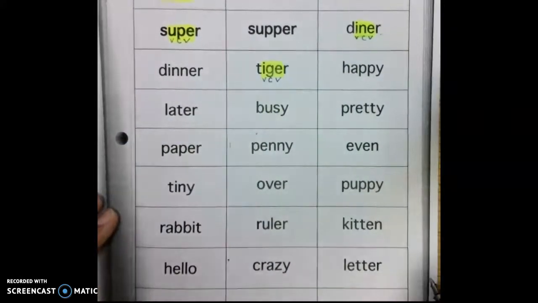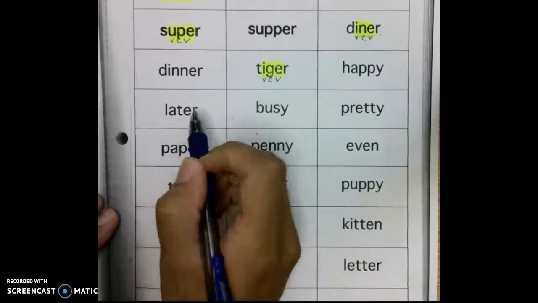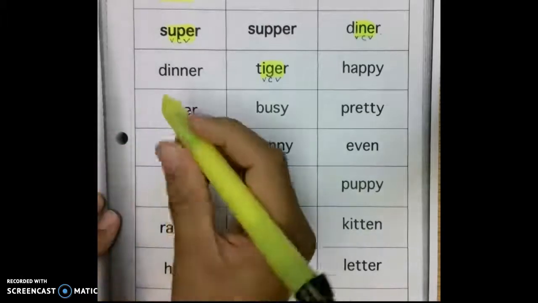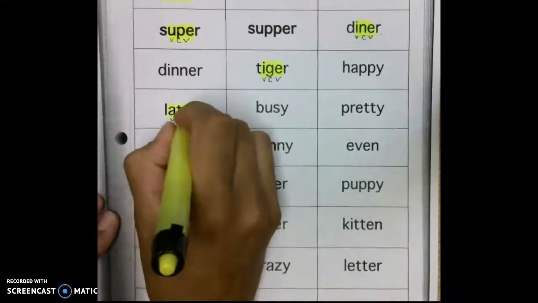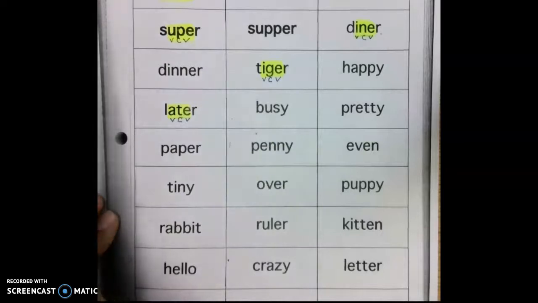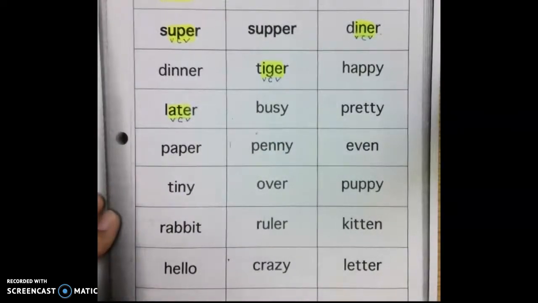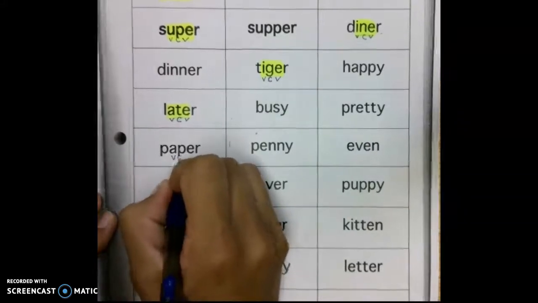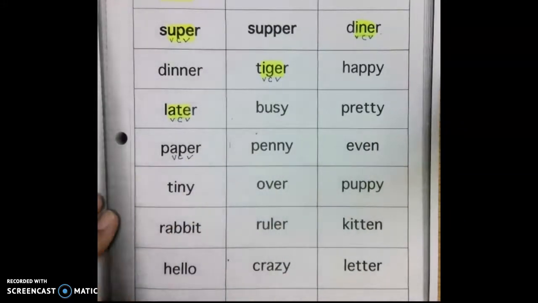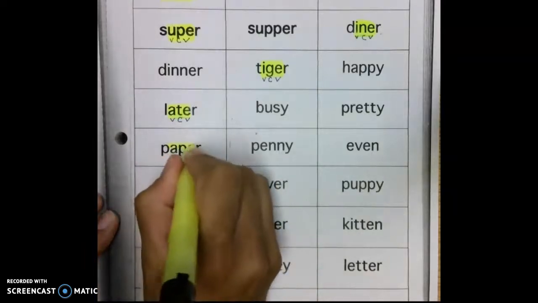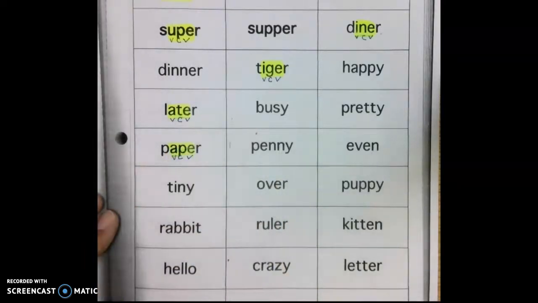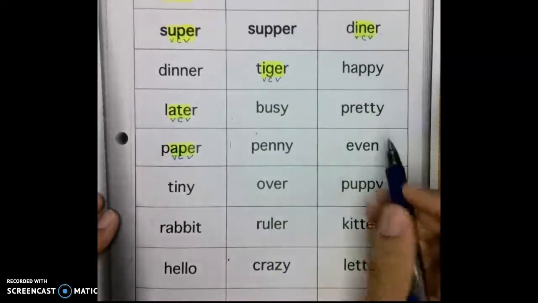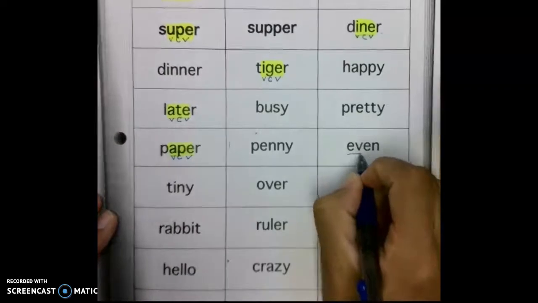The next word I see is later, over here in your first column. Vowel, consonant, vowel. And continue to highlight with me. The next word that I see is paper, right underneath. Vowel, consonant, vowel. That's also part of this first sort. I see the word even in my third column. Vowel, consonant, vowel.